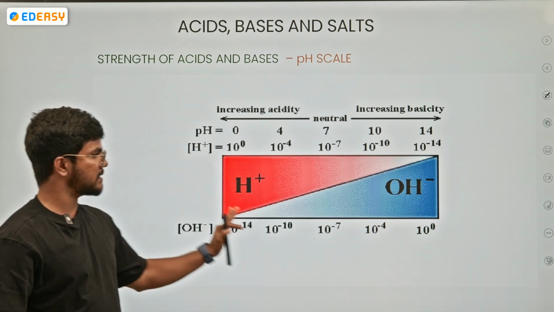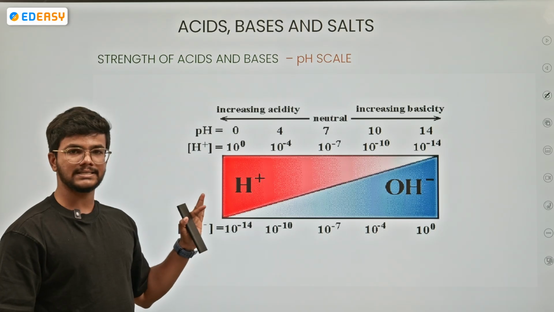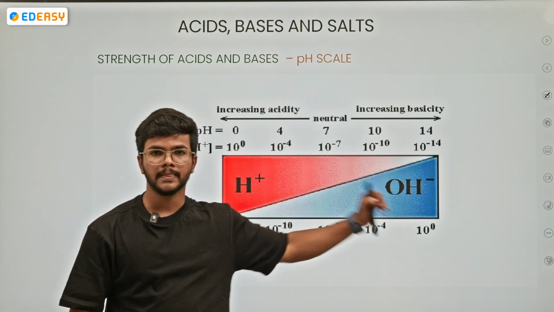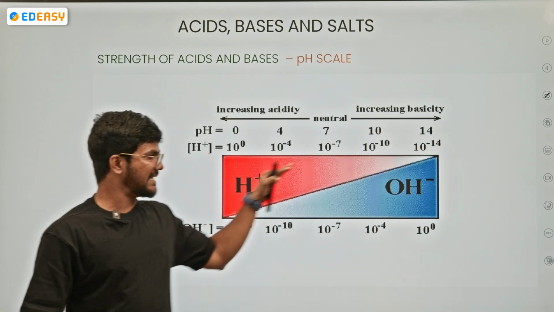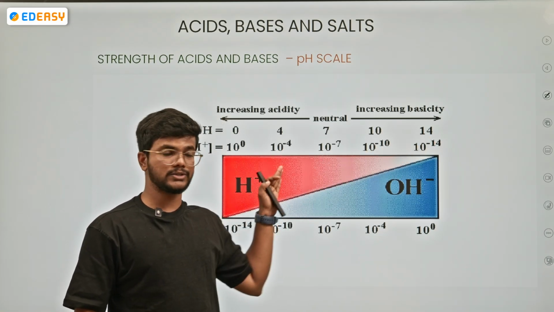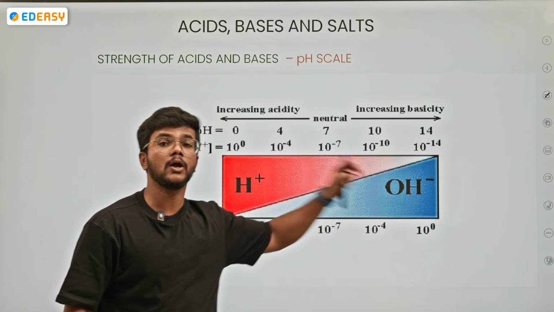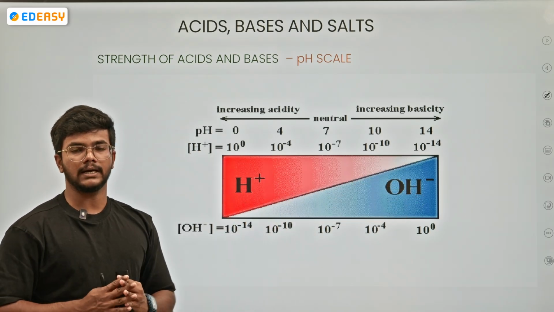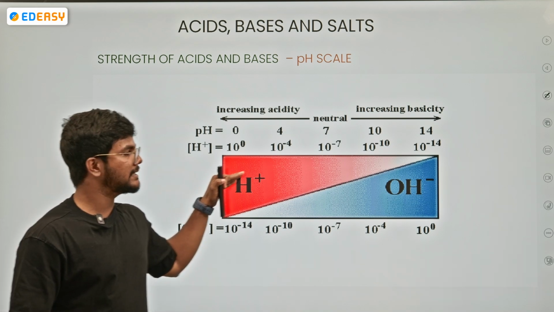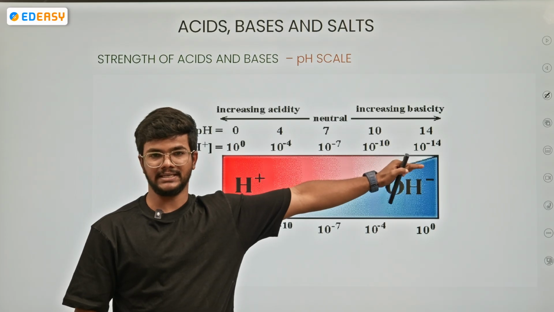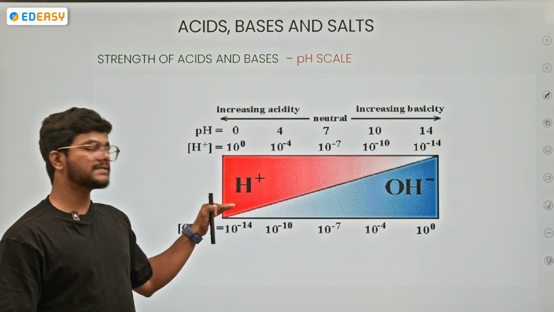So this is a pH scale. This is not an actual pH scale. In the pH scale, there are values from 0 to 14. This red part indicates the hydrogen ion concentration, and this blue part indicates the OH minus concentration. When the concentration of H plus decreases, it moves towards basicity. When the OH minus concentration decreases in the solution, that gives an acidic nature.